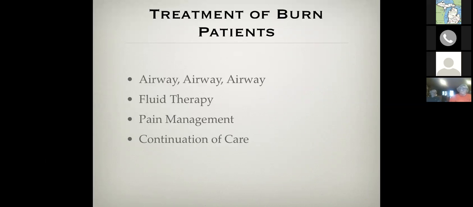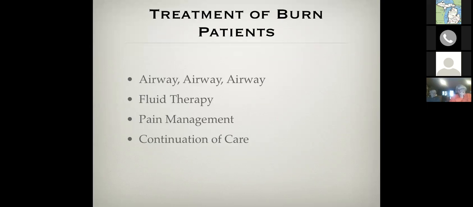So finally, we're going to start moving into the treatment of our burn patients. Airway, airway, airway. I may or may not have mentioned this a couple times tonight. I cannot express the importance of airway management in your burn patient. Next is going to be your fluid therapy. We need to be giving these patients a lot of fluid. Lots and lots of fluid. The first 24 hours are very crucial for fluid therapy in a burn patient.